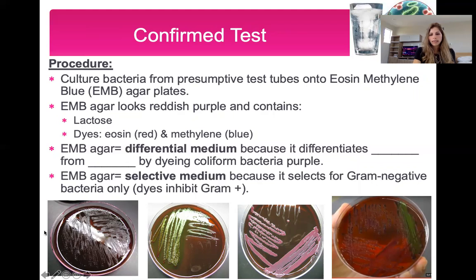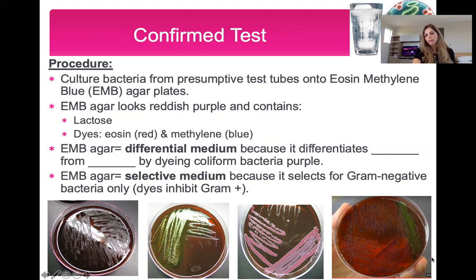So here we see colorless colonies. These ones are non-coliforms. Here we see green colonies, so it's a differential medium because we can differentiate coliforms from non-coliforms. This is the E. coli group of coliforms. These are pink colonies. This is the Enterobacter aerogenes group of coliform bacteria.